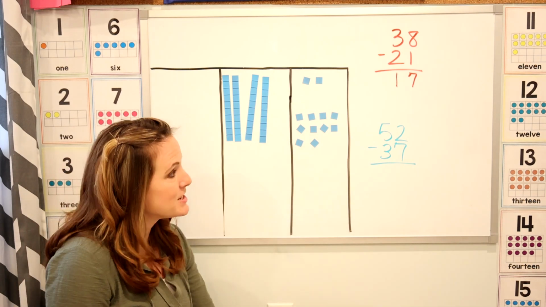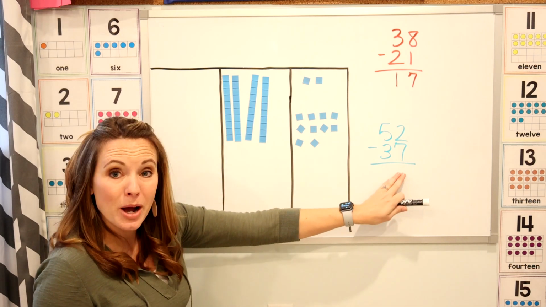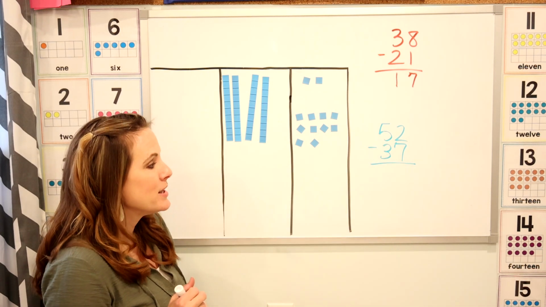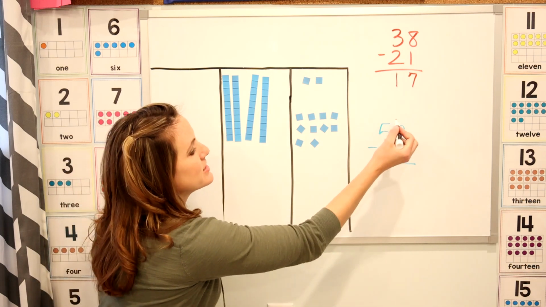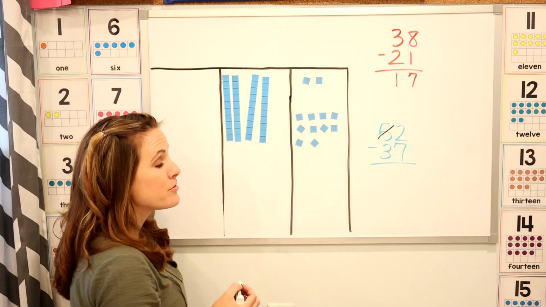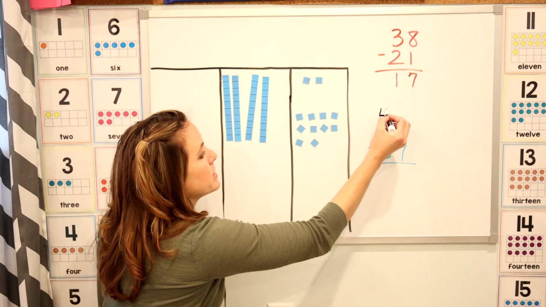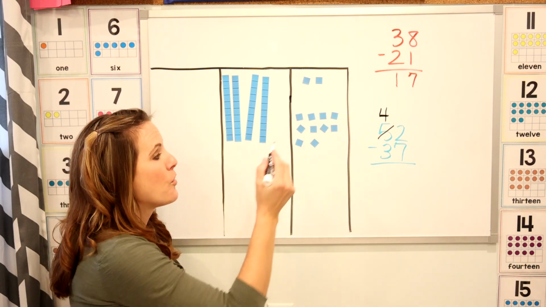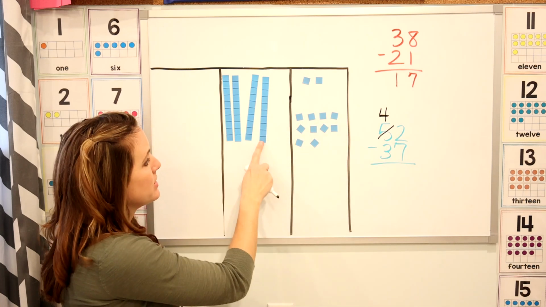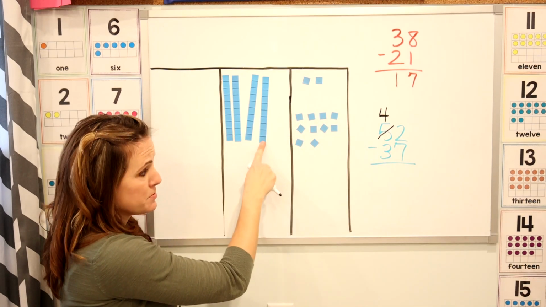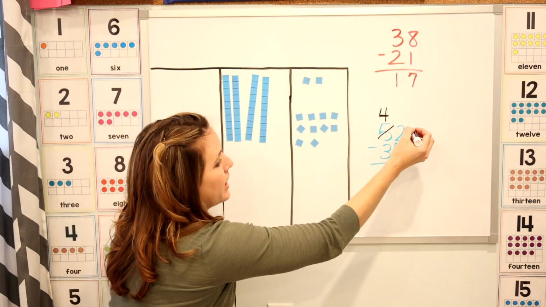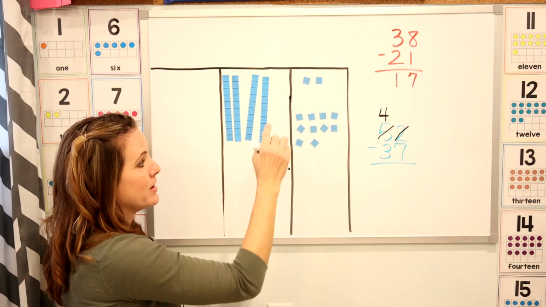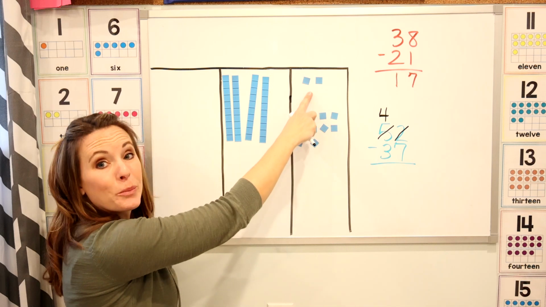So now that we've done that, let's see how our problem changes. What we ended up doing was we said instead of having 5 10s, we were going to take one of those 10s and rename them for some ones. So I ended up with 4 10s, which matches here. And I ended up with 10 and 2 more.